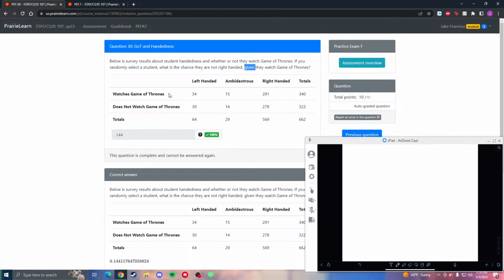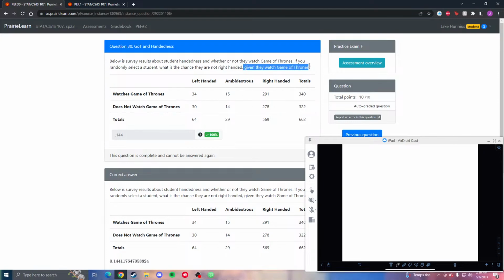So when it says given, you only care about the column or row that is given. So no, it's still randomly selected. But when you randomly select a student, there's a probability. So we're trying to calculate the probability that of a random student that they're not right-handed given they watch Game of Thrones. So if it said, if you randomly select a student, what is the chance that they don't watch Game of Thrones given that they're ambidextrous? No, so it's not out of 662 because the 662 incorporates the students who don't watch Game of Thrones.